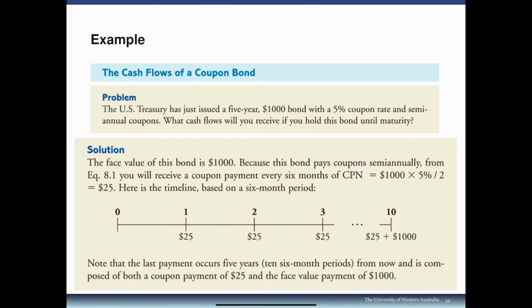Okay, so let's have a look at an example: the cash flows of a coupon bond. Here we have a U.S. Treasury that just issued a 5-year $1,000 bond with a 5% coupon rate and semi-annual coupons. What cash flows will you receive if you hold this bond to maturity?